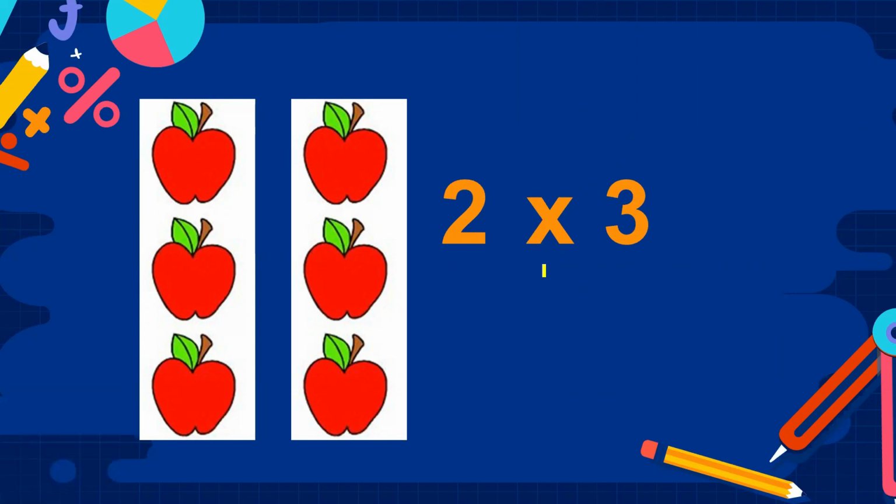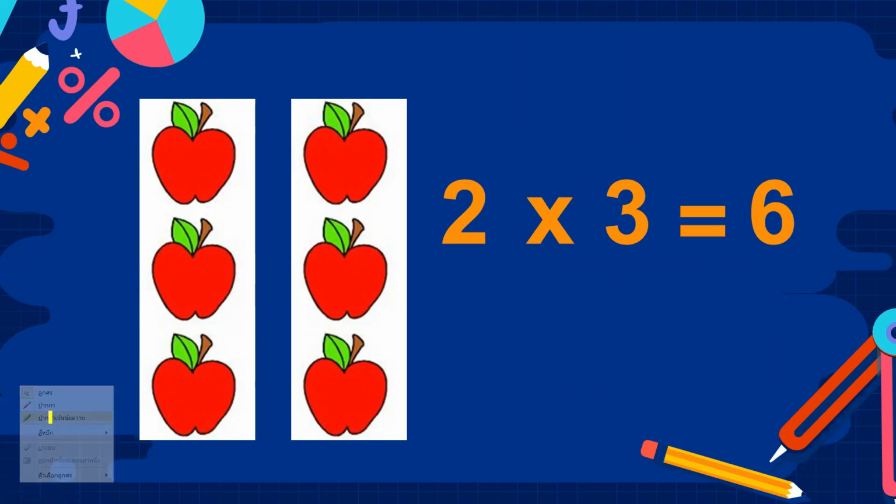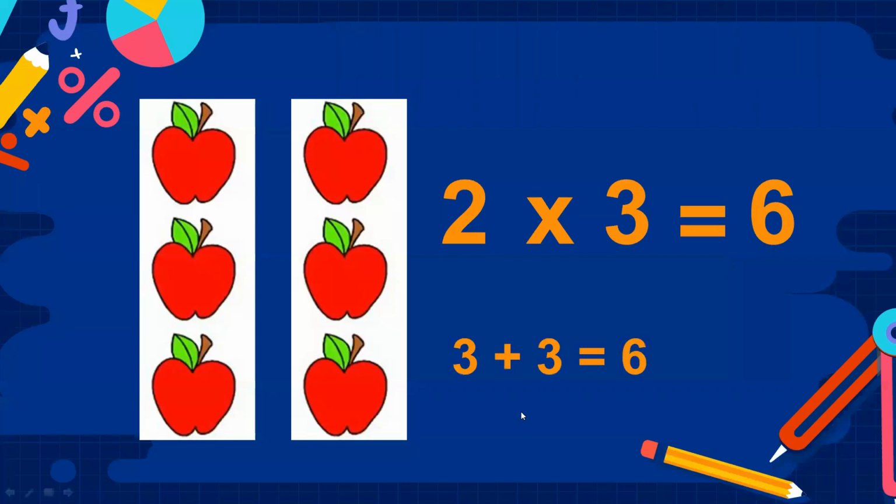So 2 times 3 equals 6. So let us count individually if our answer is correct. So we have 1, 2, 3, 4, 5, 6. So 2 times 3 equals 6. So multiplication as repeated addition, we can say 3 plus 3 equals 6.